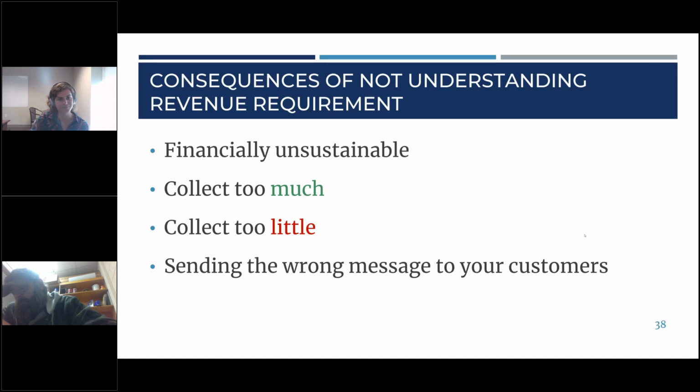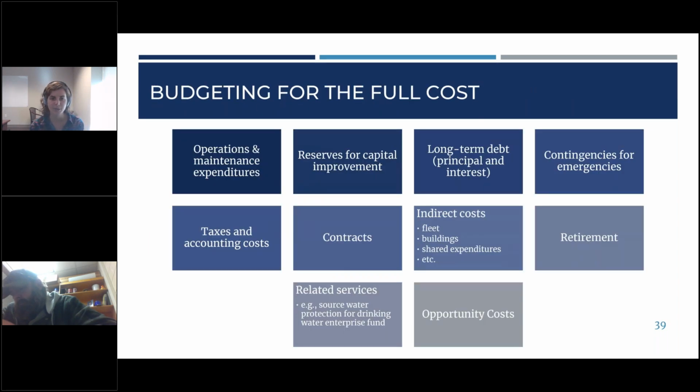So when we're talking about budgeting for the full cost, there's a lot involved in the full cost, and that's more or less the takeaway of this slide. The operations and maintenance expenditures are the ones that people tend to focus on, and they're the day-to-day needs. They're the things that are probably most present. But there also needs to be money set aside for capital improvements.